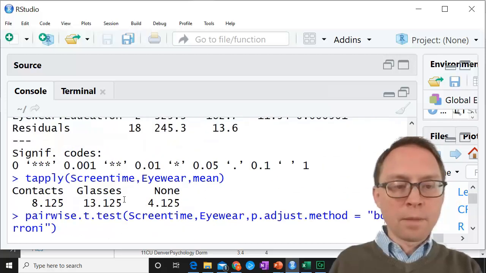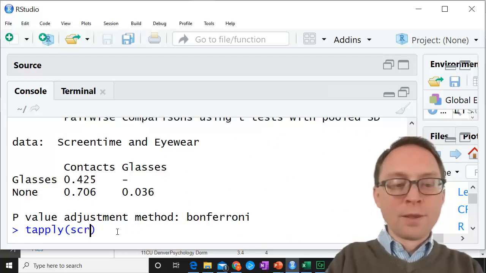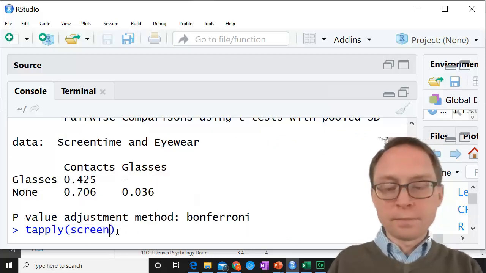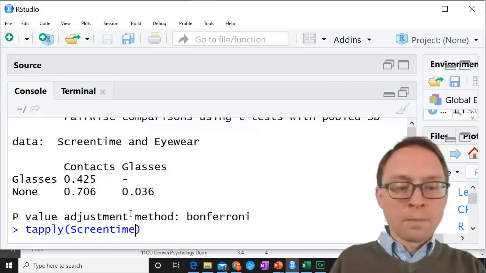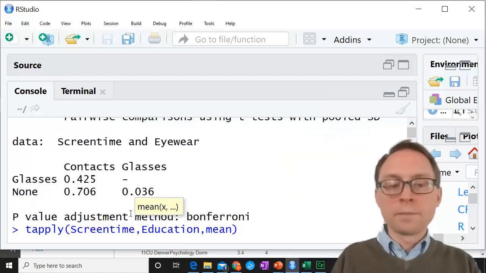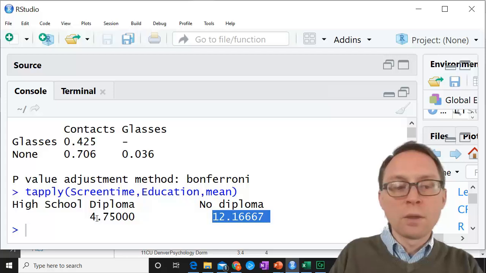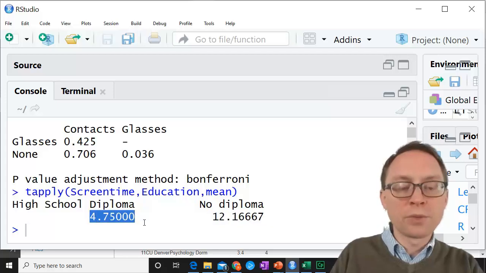T-apply, let me just make sure. Yeah, it is education. I want to make sure that I was doing the right one. Screen time, now separated by education. And when I ask for the mean, here's what I get. People with no diploma are watching significantly more than people with a high school diploma.